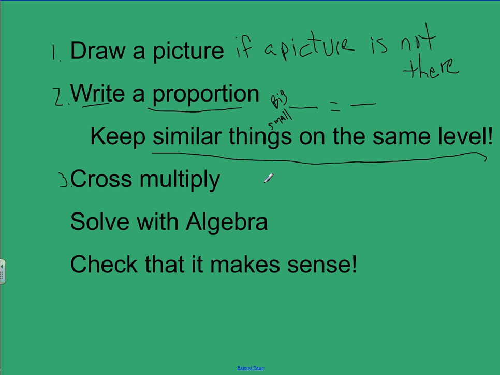Step 3 is to cross multiply so that we have our cross products. When we cross multiply, we set the cross products equal to each other. So this would be the first cross product, and this would be the second cross product. Some people are still trying to set it up as a fraction, cross product over cross product. That is not correct. The fourth step is to solve that cross product equation with algebra.